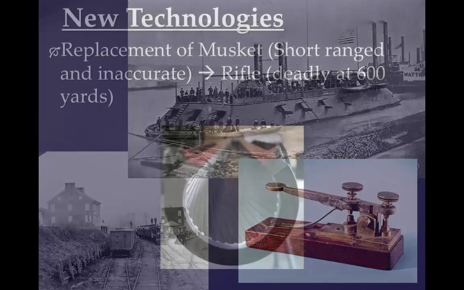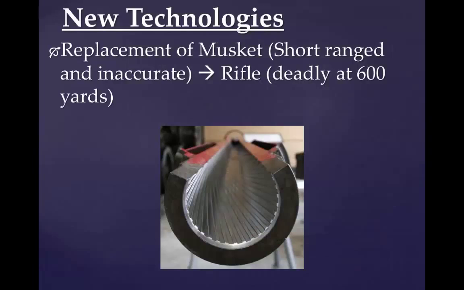and be able to spread a message. Okay, so another major technology, and this is really one of the biggest changes in technology, is the replacement of the musket with rifles. The big difference here is that muskets were typically smoothbore weapons, which meant that the inside of the barrel was smooth, and the bullet coming out of it would ultimately be fairly inaccurate, and it was really only good for pretty short ranges.